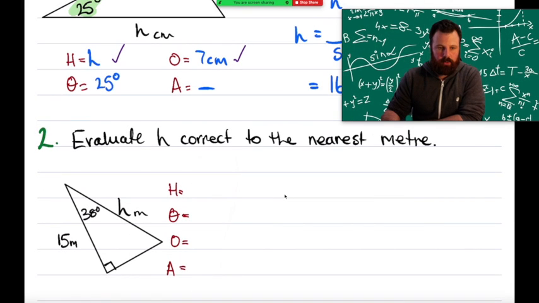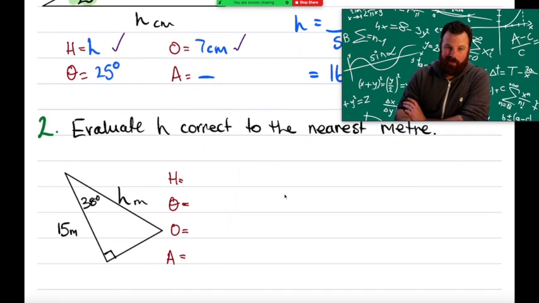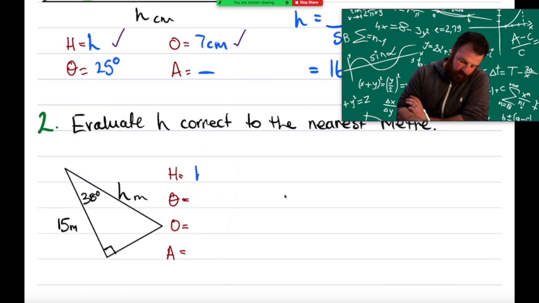All right, example 2 here. Again, evaluate h, but this time we're going to evaluate h correct to the nearest meter. So we're going to round it to the nearest whole number. As always, first thing, set up our structure and identify our information. Our hypotenuse is h. Our reference angle is 38 degrees. The opposite side is blank and the adjacent side is 15 meters.